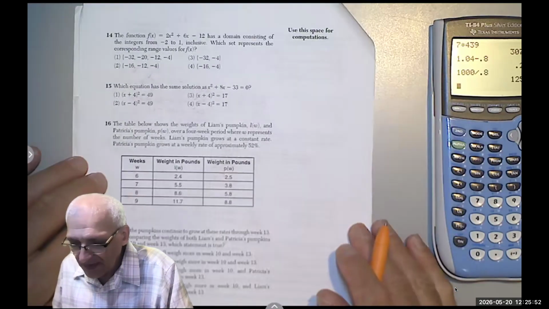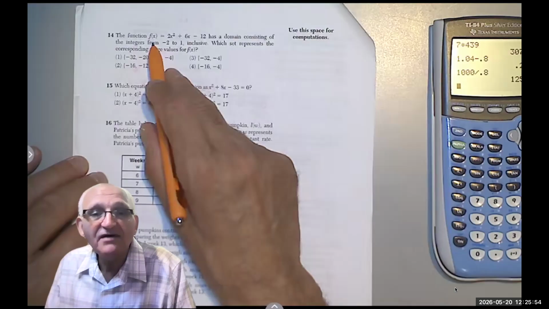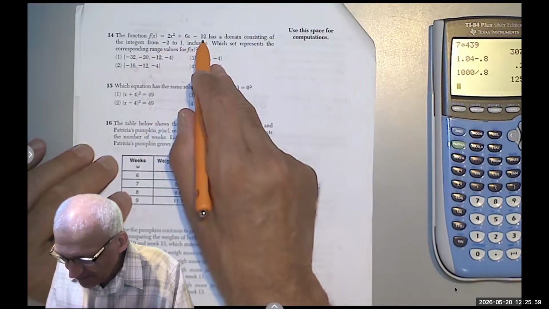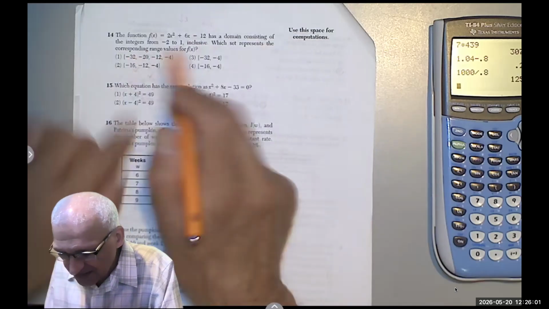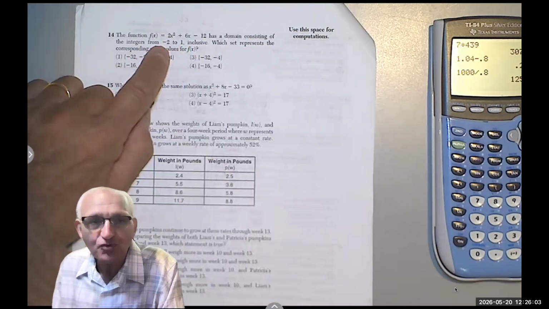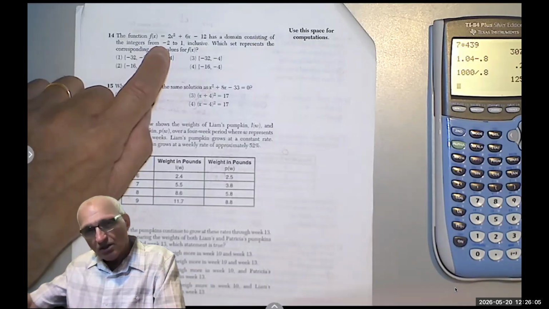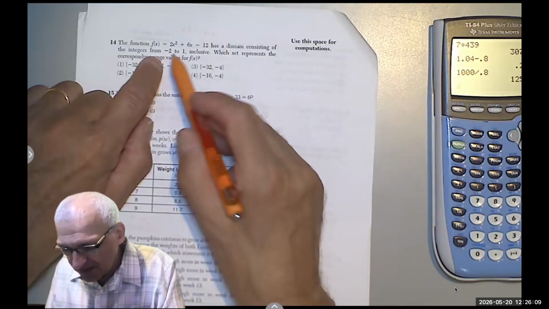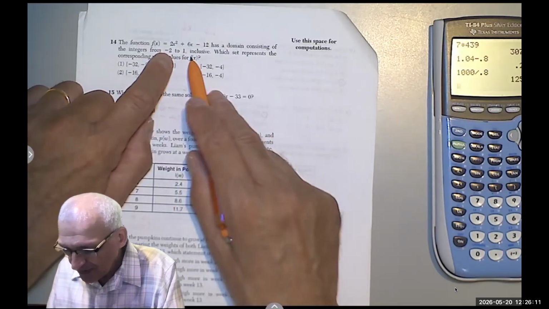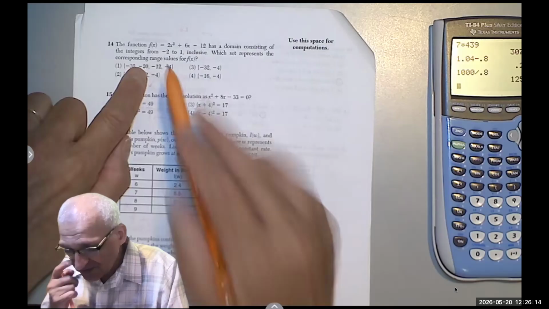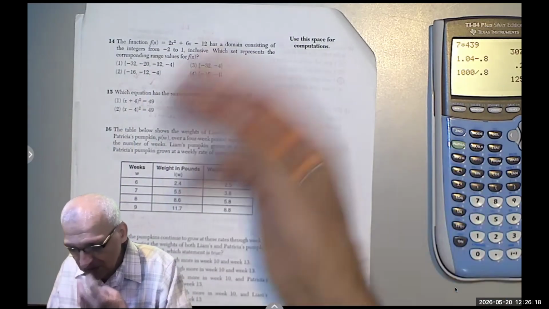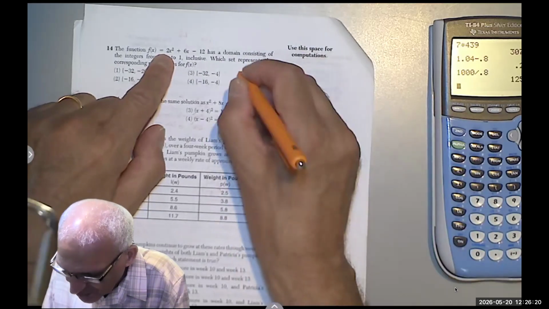Okay, number 14. The function f(x) equals 2x squared plus 6x minus 12 has a domain consisting of the integers from -2 to +1. So it's not the whole parabola, I just plotted from -2 to 1 inclusive. Which set represents corresponding range values for f(x)? Well, all you have to do is substitute, use a calculator, and get 2.